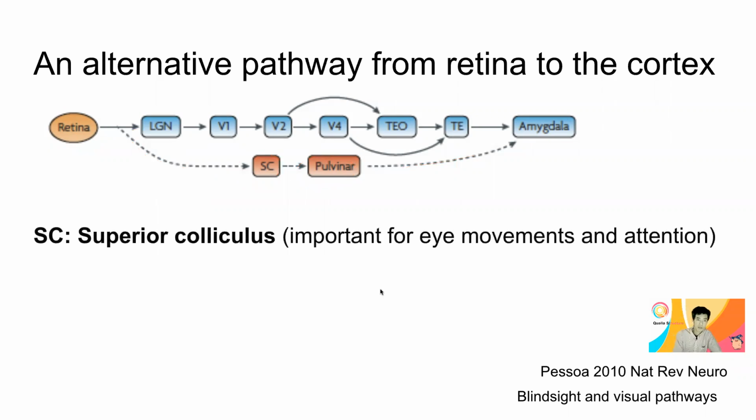The superior colliculus is in fact known to be important for eye movements and attention control. So it makes sense that there is a separate pathway, one for recognition and conscious experience, and another for controlling rapid bodily movement and the deployment of attention to enhance survival.